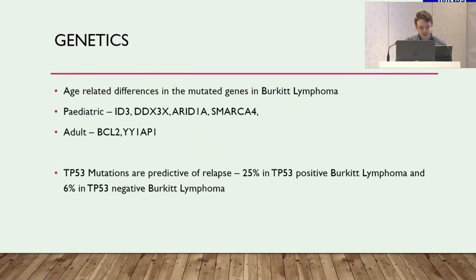There are interesting age-related differences in the genes that are mutated in Burkitt's lymphoma. Higher frequencies of ID3, DDX3X, ARID1A, and SMARCA4 genes are seen in pediatric populations, while genes such as BCL2 and YY1AP1 are exclusively seen in the adult population. The presence of TP53 mutations is predictive of relapse, with 25% of TP53-positive cases and 6% of TP53-negative cases having relapse.